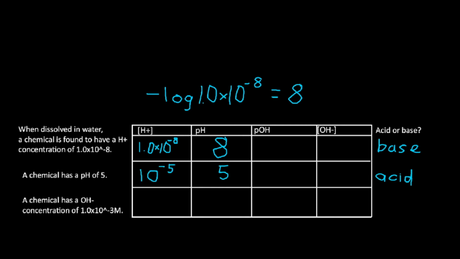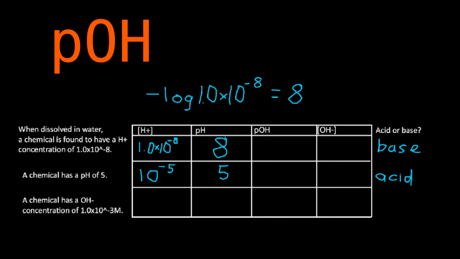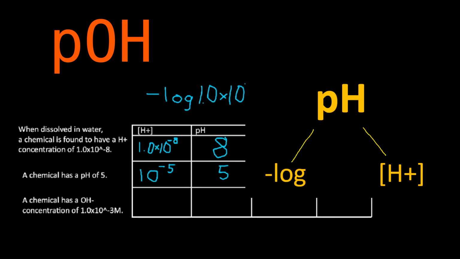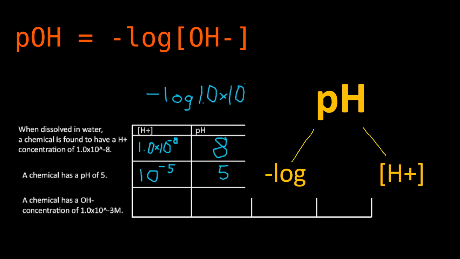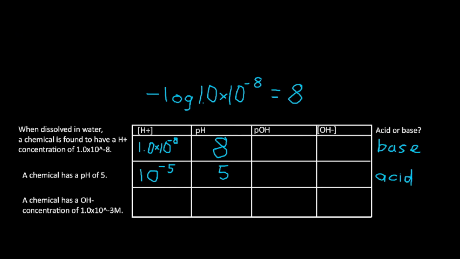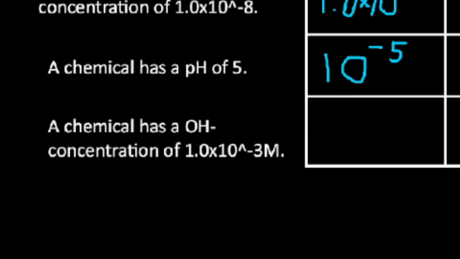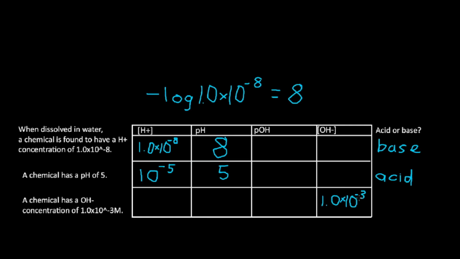Finally, let's talk about pOH. It may sound a bit odd, but it's quite simple. If pH is the negative log of the concentration of H+, pOH is the negative log of the concentration of OH-. So for example, a chemical has an OH- concentration of 1.0 times 10 to the negative 3rd. Now how do we find pOH? pOH will be negative log of this value. That gets us 3. So the pOH is 3.